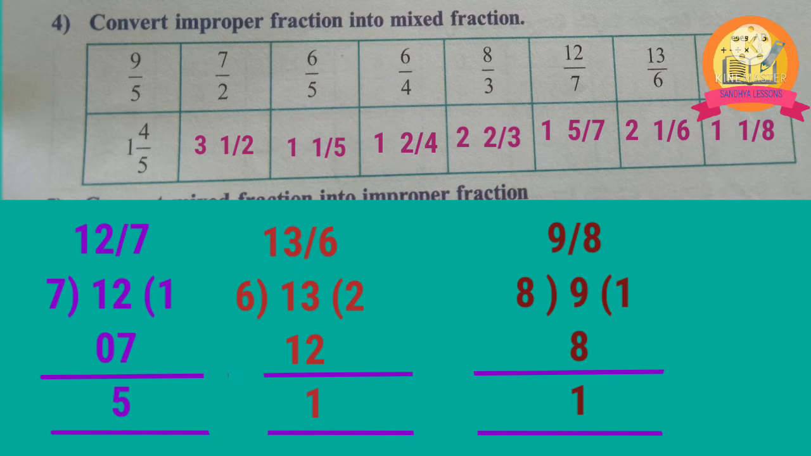Mixed fraction of 12 by 7 is 1 5 by 7. Mixed fraction of 13 by 6 is 2 1 by 6. Mixed fraction of 9 by 8 is 1 1 by 8.